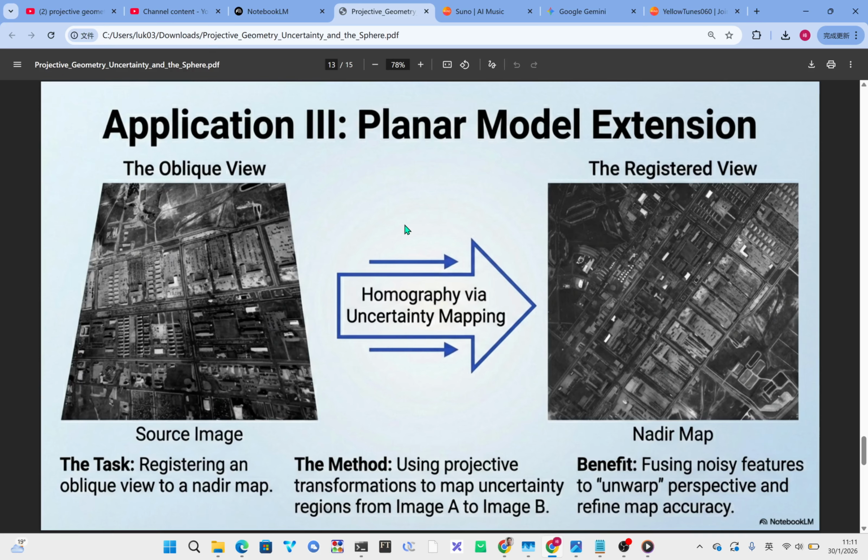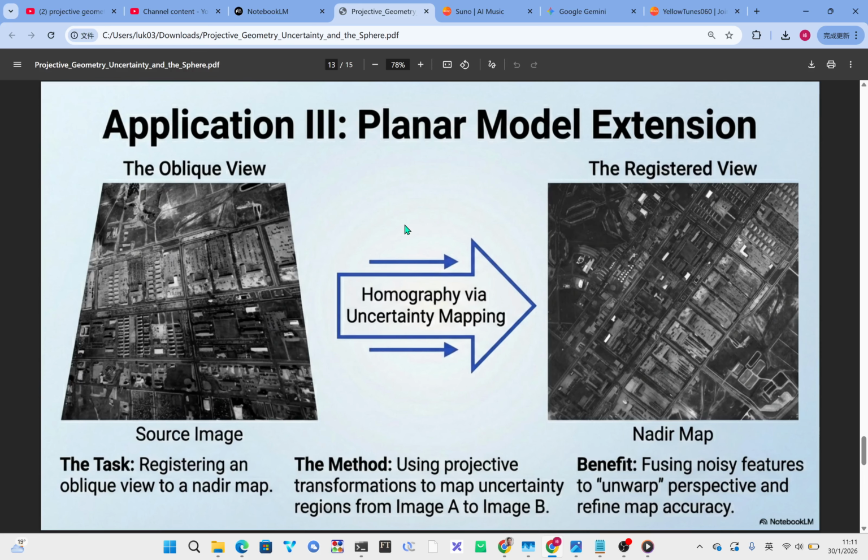But using his spherical framework, he could propagate the error correctly. He could predict exactly where a point in the side view should be in the top view, along with a search zone defined by that Bingham distribution. So instead of searching the whole image, the computer just looks in the tiny oval where the math says the point must be. Exactly. It makes the matching incredibly efficient.